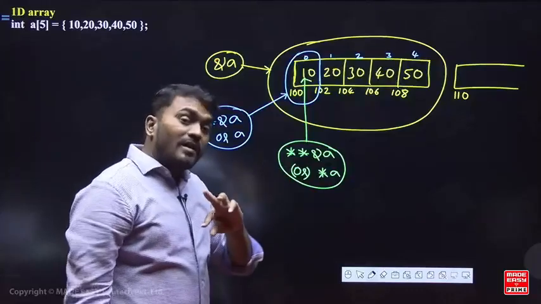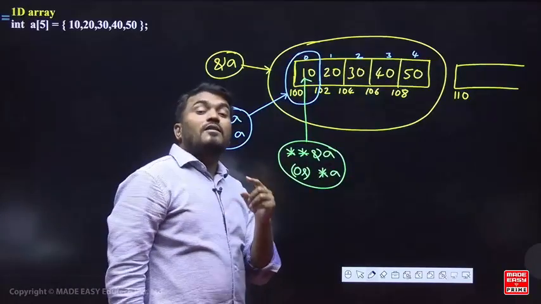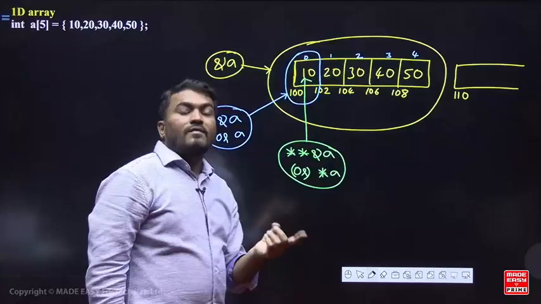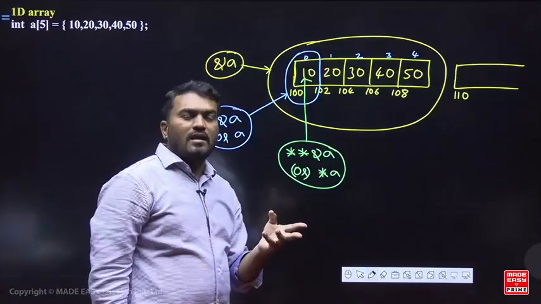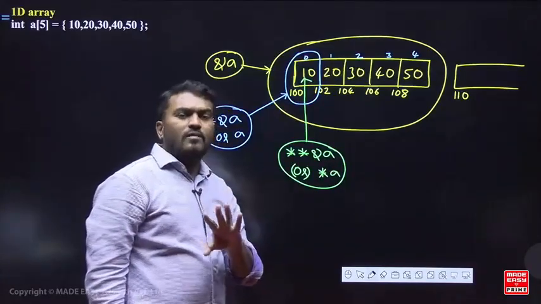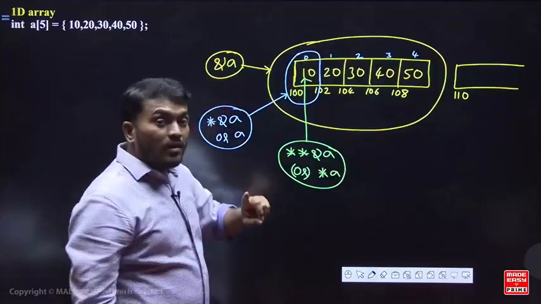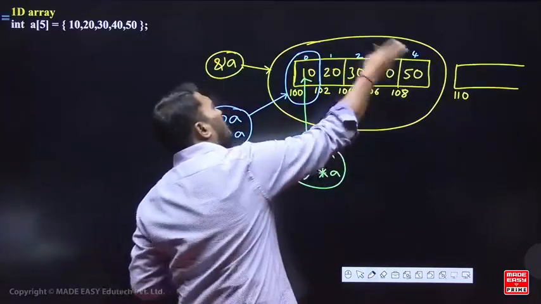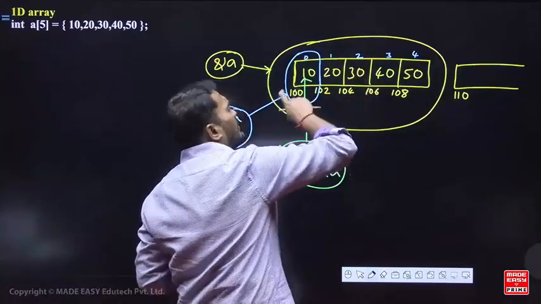And next, the difference comes if I say plus 1. If I say plus 1, then you will understand the difference. So just follow what I am saying. So ampersand a means what? Base address of the entire one dimensional array. So if we print it, it will print what?